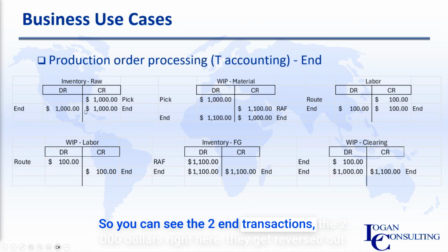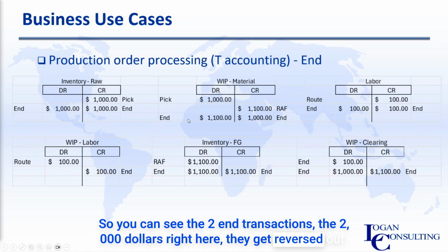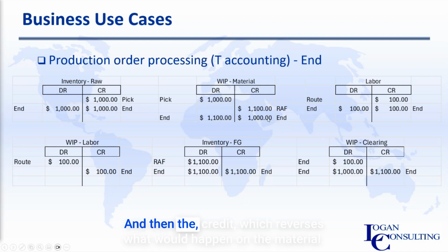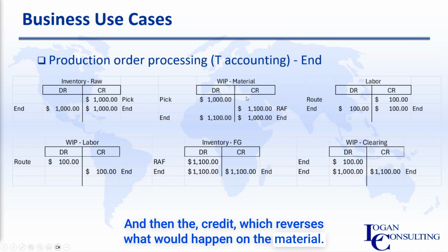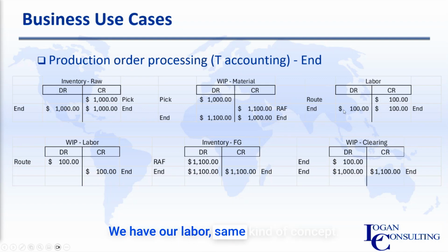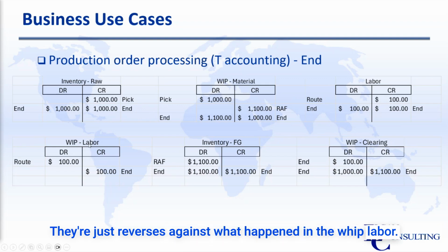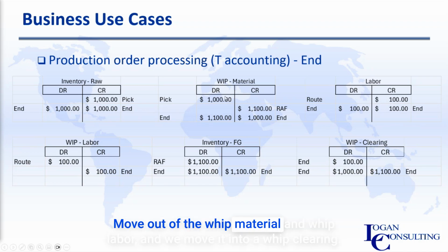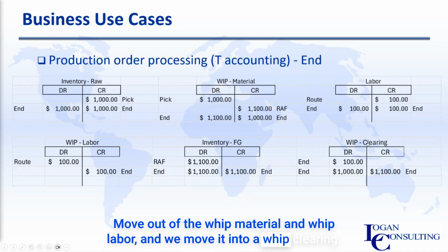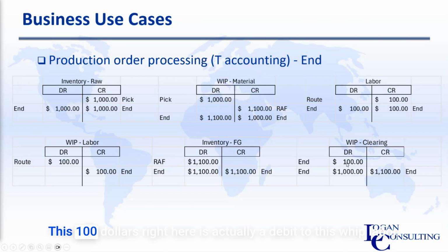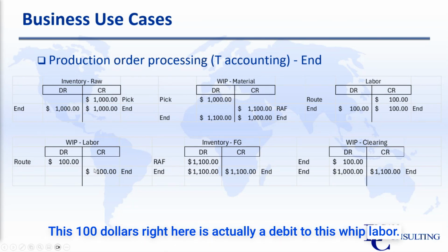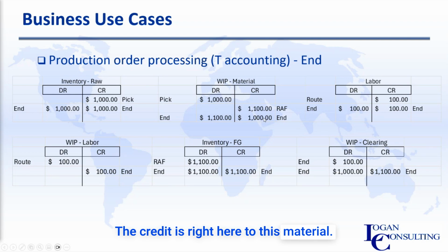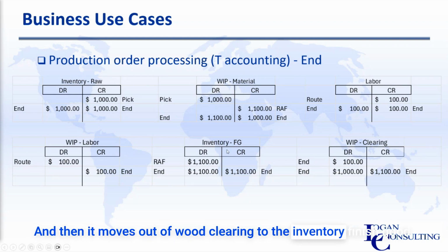So you can see the two end transactions, the two $1,000 here, get reversed out. Essentially, we have a debit to the inventory raw, and then the credit reverses what happened on the WIP material. We have our labor, same kind of concept. It just reverses against what happened in the WIP labor. Then essentially we move out of the WIP material and WIP labor into a WIP clearing. This $100 is actually a debit to this WIP labor over here, and this $1,000 over here is the credit to this WIP material. Then it moves out of WIP clearing to the inventory finished good.